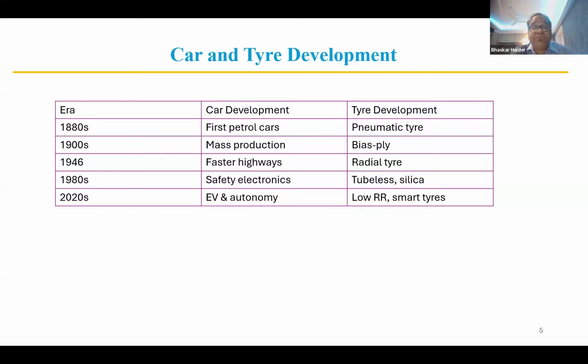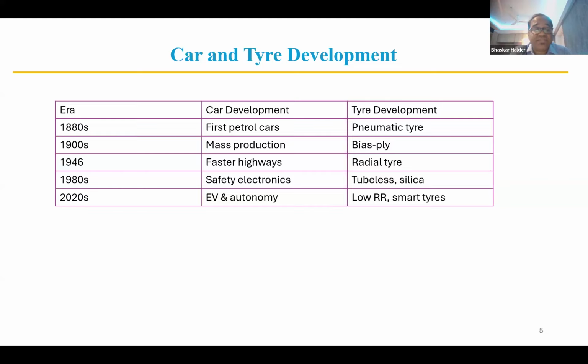In 1946, highways were made, and we needed cars that could run faster. So at that time, radial tire technology evolved. In the 1980s, another improvement happened in car development: a lot of safety electronics were added into the cars. So at that time we needed tubeless tires, and that is the new development called the tubeless tire.